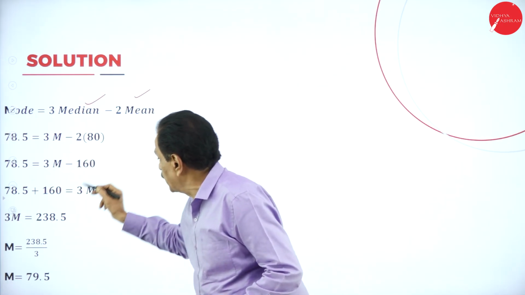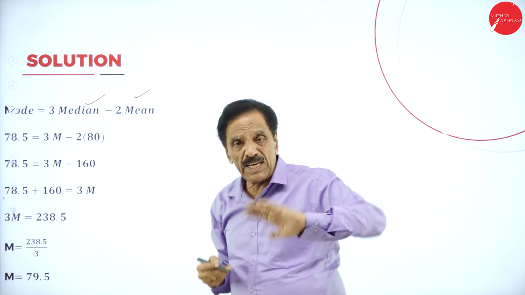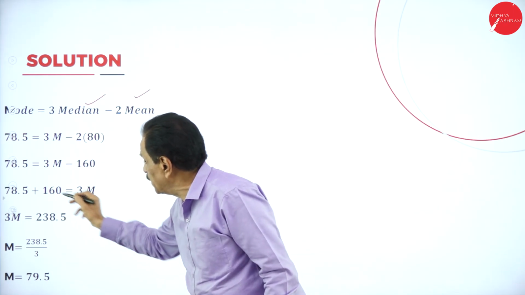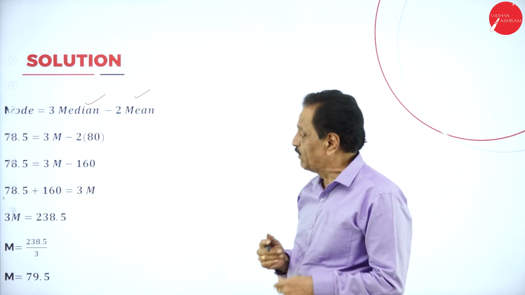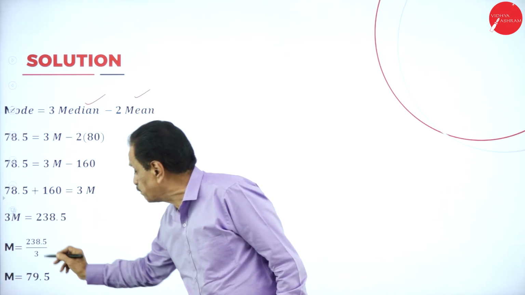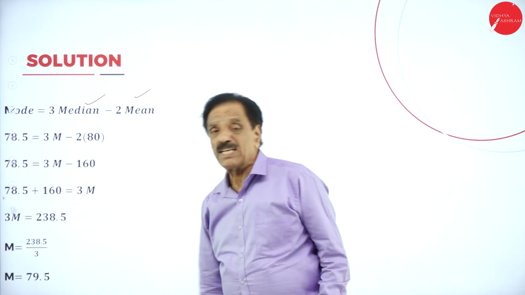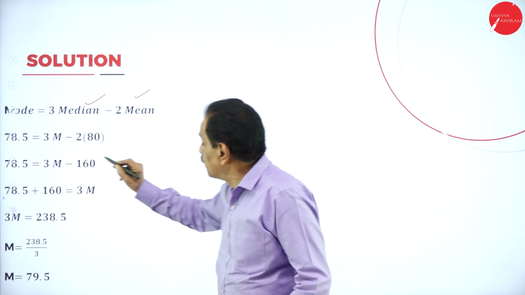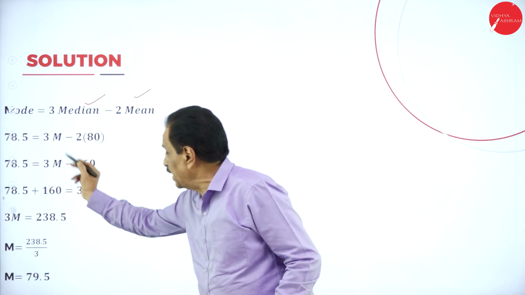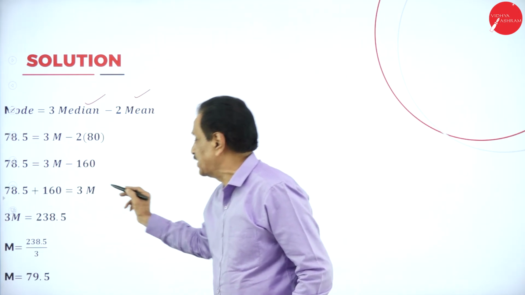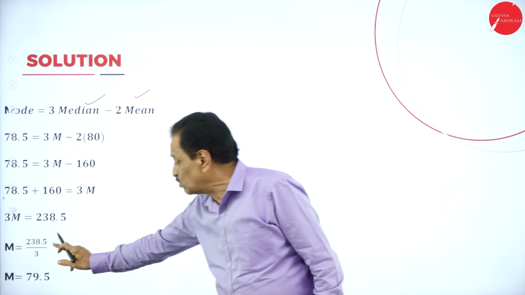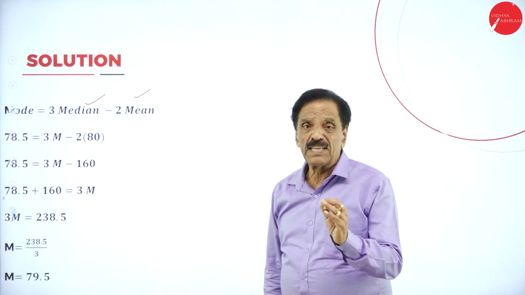You take minus 160 to that side, minus becomes positive, so 160 is added to 78.5, and 3m is equal to 238.5. m is equal to 238.5 divided by 3, which is 79.5. I think you all know the mathematics. Minus 160 comes to that side as plus 160.